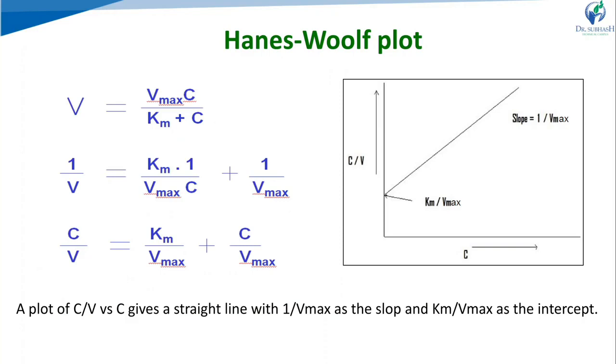In that, the equation initially is V is equal to Vmax into C upon Km plus C. We have to go for 1 upon V. So initially what we have to find out, similarly, is 1 upon V equals Km upon Vmax into C plus 1 upon Vmax. Then we have to go for the addition of the concentration C values on both sides. So C upon V is equal to Km upon Vmax plus C upon Vmax. Here we have to plot the graph C upon V versus C. We have to get the slope, that is 1 upon Vmax, and the intercept Km upon Vmax, the opposite of the previous one.